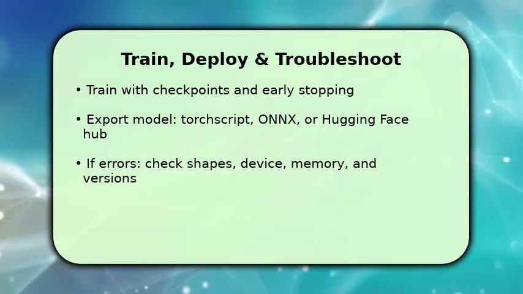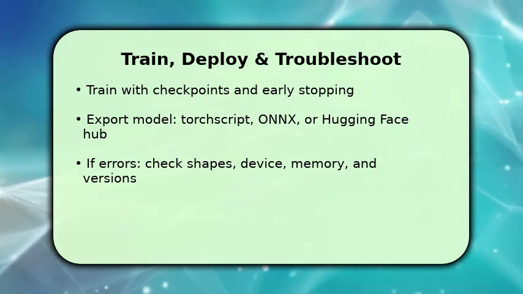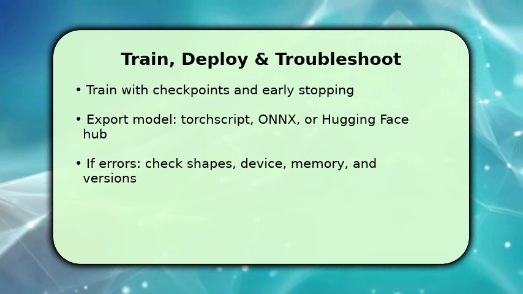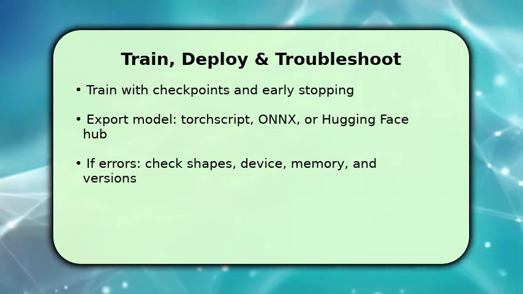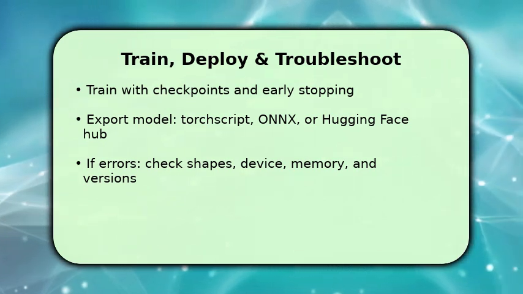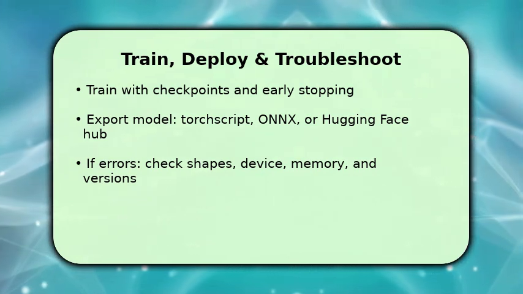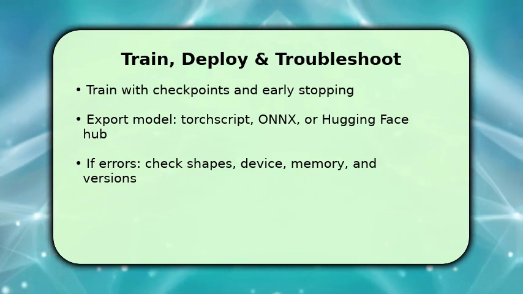For deployment, wrap inference in an API with batching and caching to reduce latency. If things go wrong, first check tensor shapes and device mismatches, then memory usage and library versions. Often a mismatched dtype or CPU/GPU device causes failures, so reproduce the error with a minimal example.